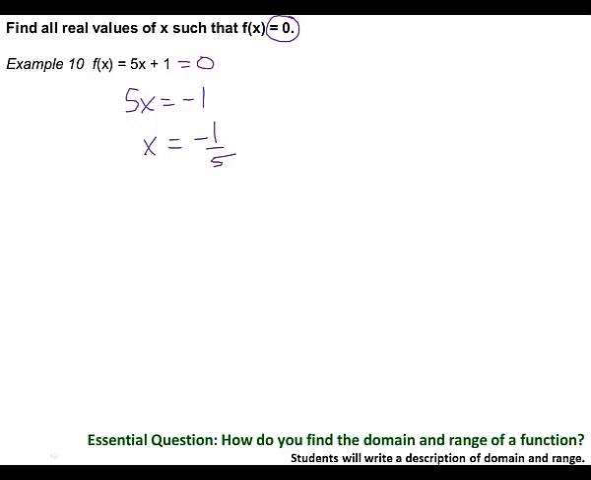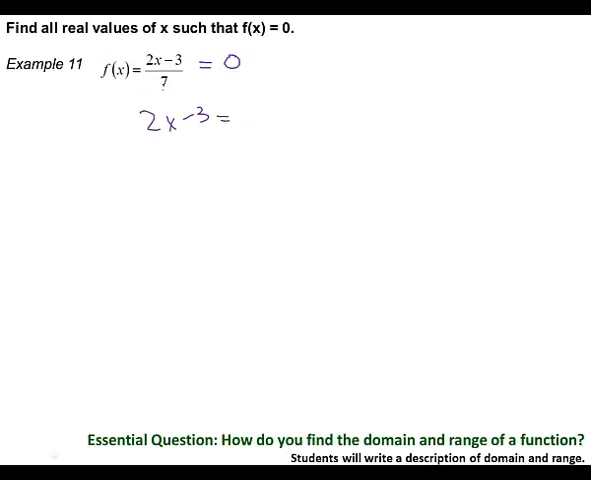Okay. Looking at 11, I'm still going to set it equal to 0, aren't I? I multiply by 7, what happens? What's 7 times 0? 0. It's kind of back to algebra 1 now, right? 2x equals 3, x equals what? 3 over 2.